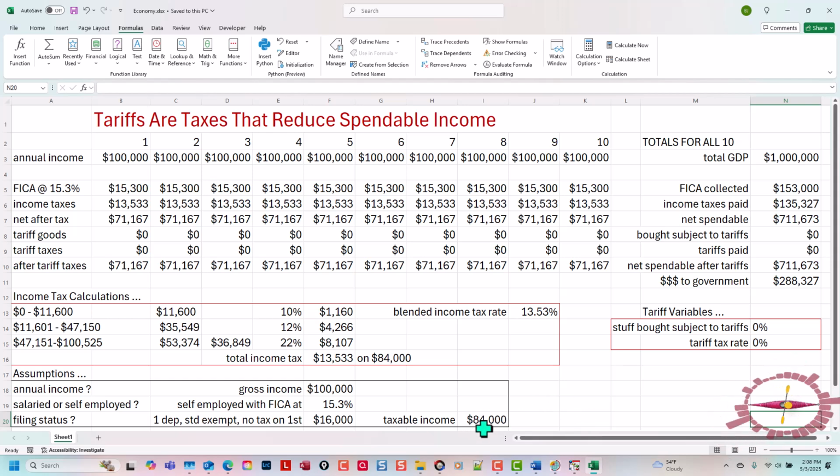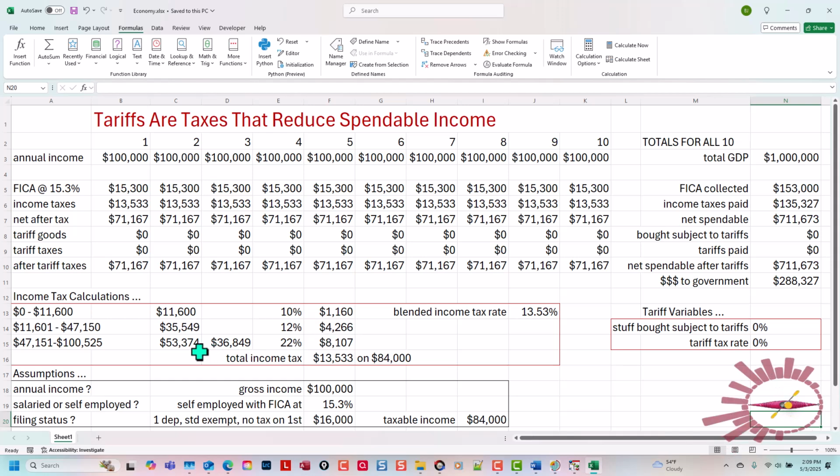In order to figure the taxes due on a net taxable income of $84,000, we had to look at the tax rates for federal tax. Generally, on the first $11,600 of taxable income, you pay 10%, or $1,160. On the amount of taxable income between $11,601 and $47,150, which is a block of $35,549, you pay 12% tax on that money, or another $4,266.